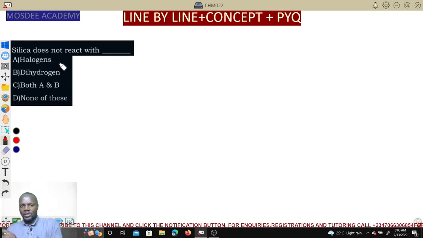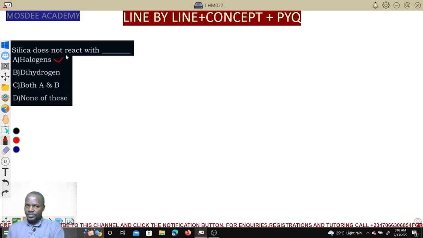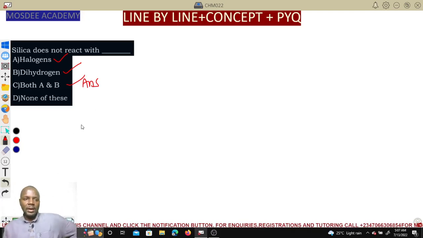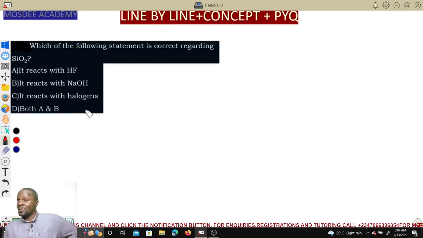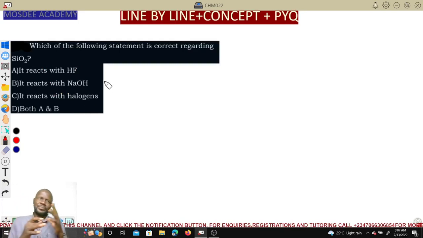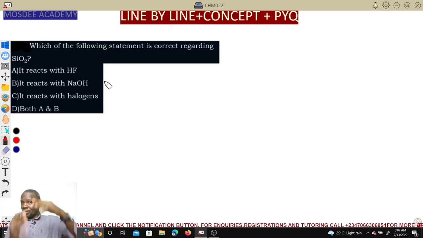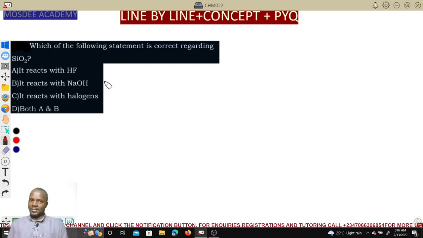halogens. They don't react with dihydrogen. So both of these are correct. I told you they only react with sodium hydroxide and hydrogen fluoride. Yes, basically. Now the next one, and most silica gels are used as drying agents. You should know that, and they can also be used in chromatography. Remember during your chromatography? Yes, silica gel.